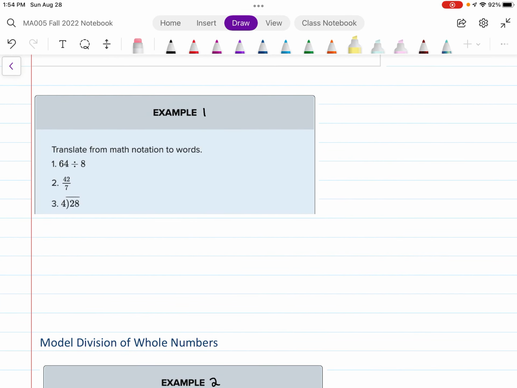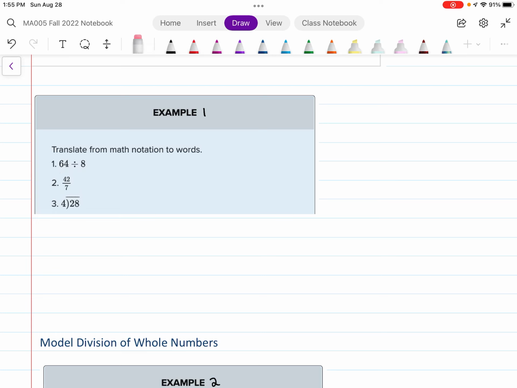Translate from math notation to words. So 64 divided by 8. Okay, so I'm not going to write all of these down. You can repeat by rewinding if you need to. Number 1 here is 64 divided by 8. It is the quotient of 64 and 8. The next one is 42 divided by 7, or the quotient of 42 and 7.